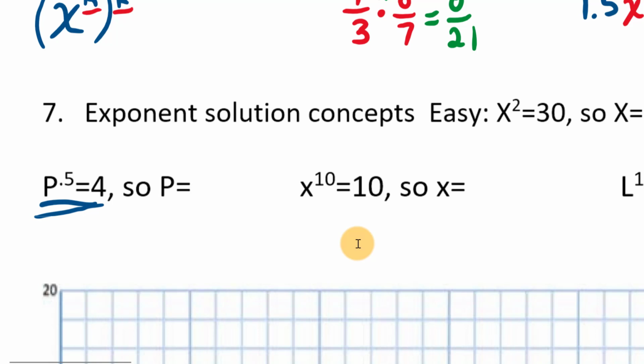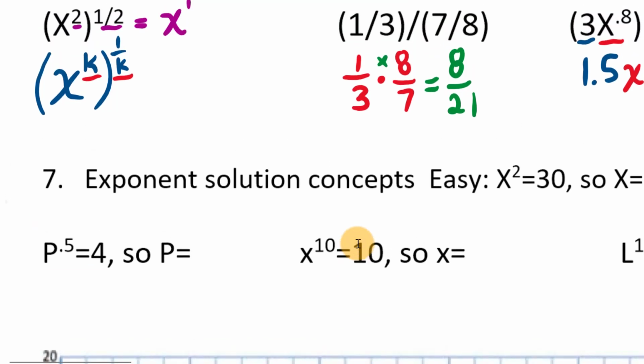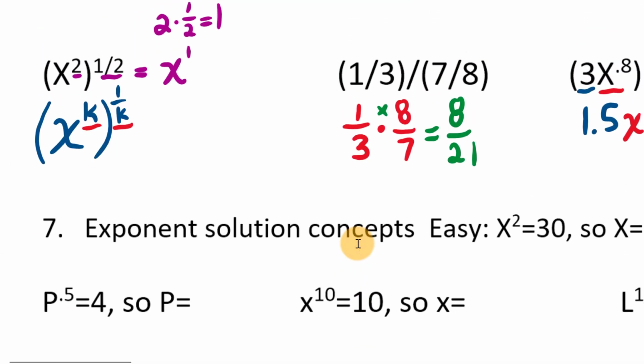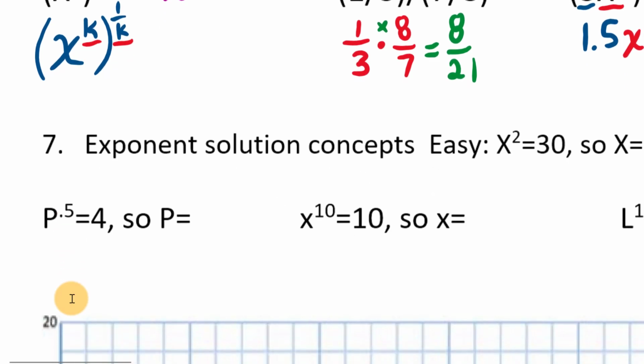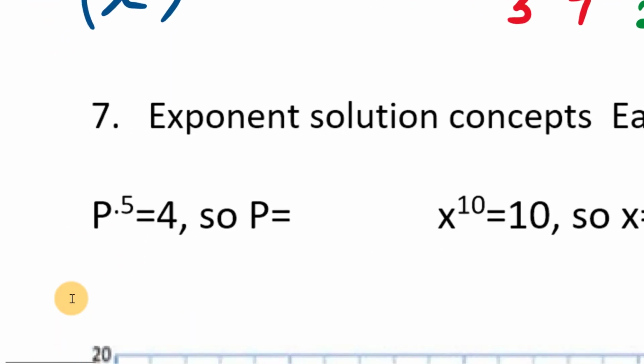So here we want to practice this rule we were talking about above, where no matter what power you have, to get rid of it, you want to raise both sides to the inverse of that power. So what we want to do here is raise both sides of this equation to the 1 over 0.5. 1 over 0.5 is 2.